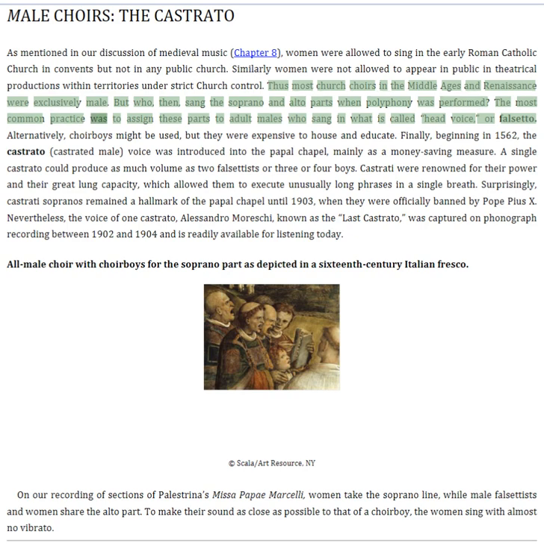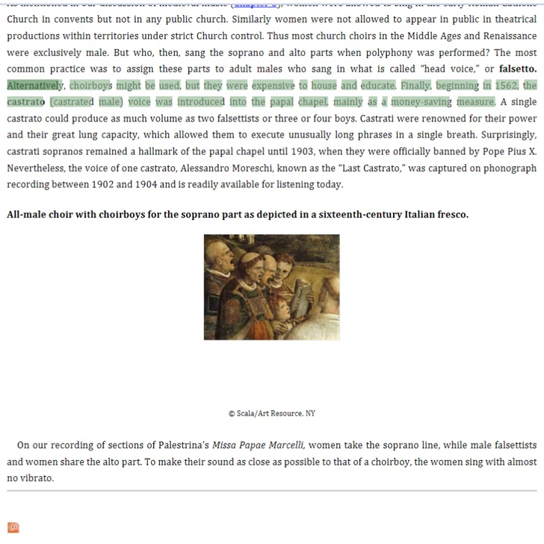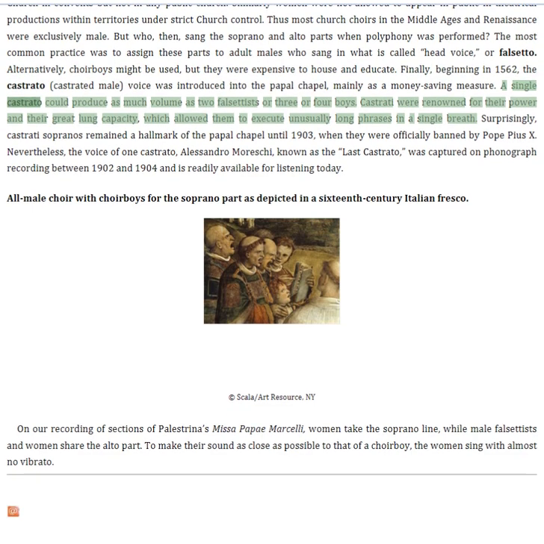The most common practice was to assign these parts to adult males who sang in what is called head voice, or falsetto. Alternatively, choir boys might be used, but they were expensive to house and educate. Finally, beginning in 1562, the castrato voice was introduced into the papal chapel, mainly as a money-saving measure. A single castrato could produce as much volume as 2 falsettists or 3 or 4 boys. Castrati were renowned for their power and their great lung capacity, which allowed them to execute unusually long phrases in a single breath.